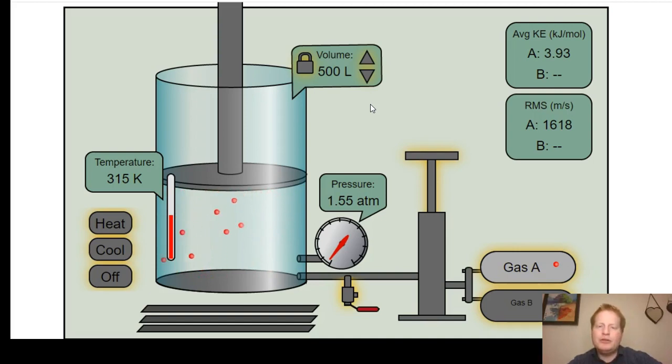Remember that pressure is caused by how often the particles collide with the container wall. Do you think that they will collide more often with a bigger volume of a container and cause more pressure? Or do you think they will collide less often with the container wall and create less pressure? Let's find out what happens. I'm only changing the volume. Let's see what happens to the pressure gauge.